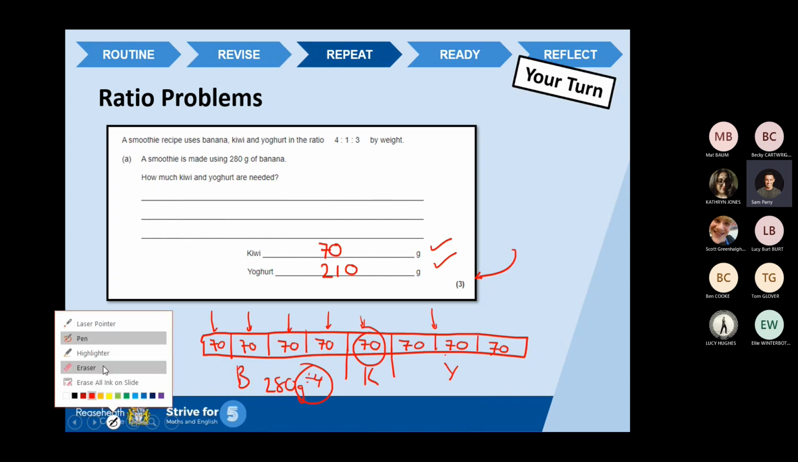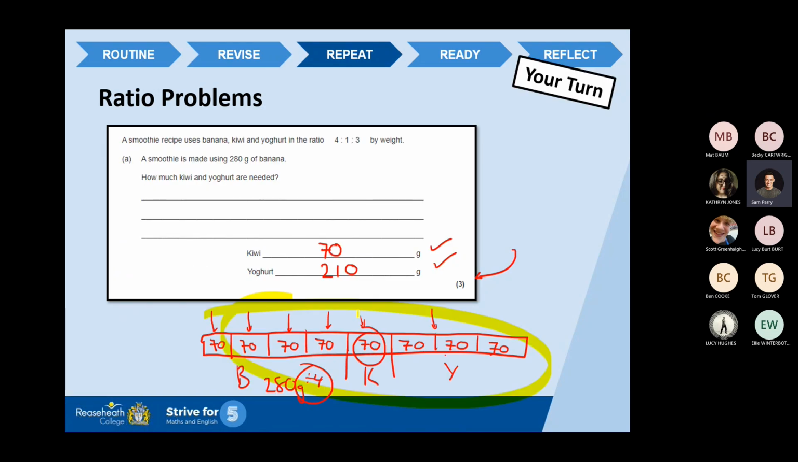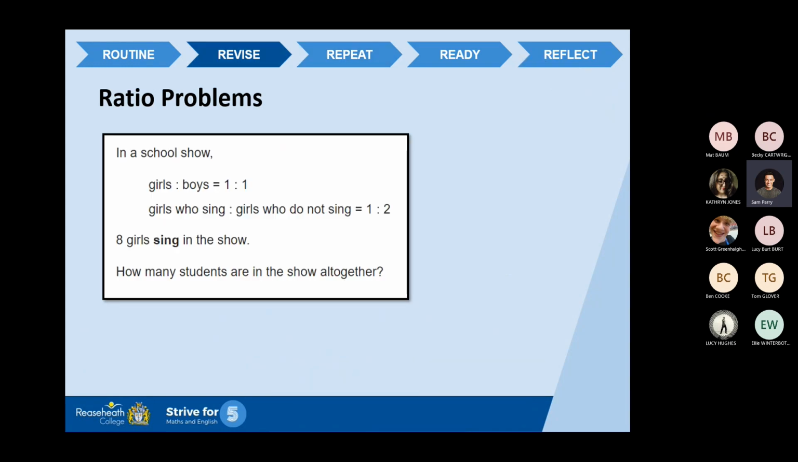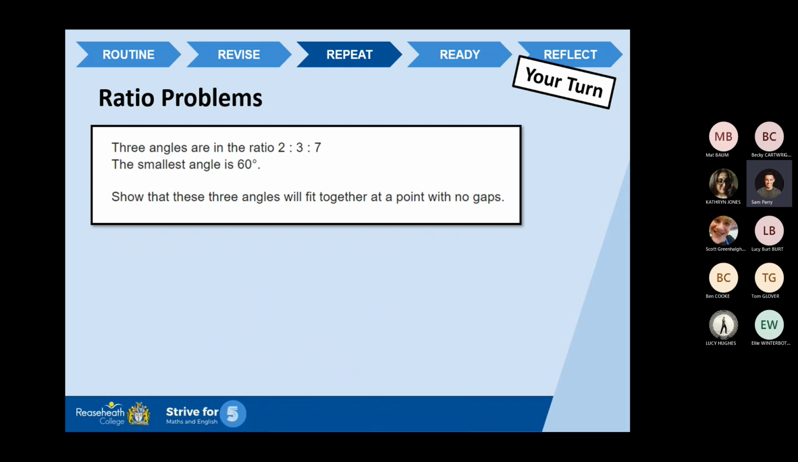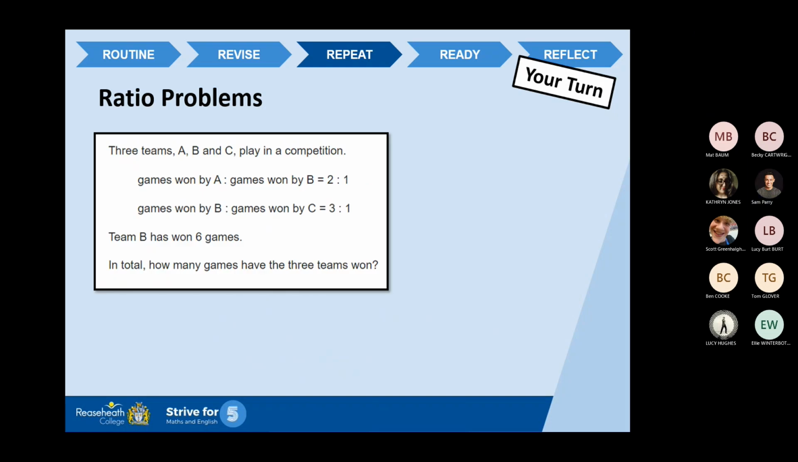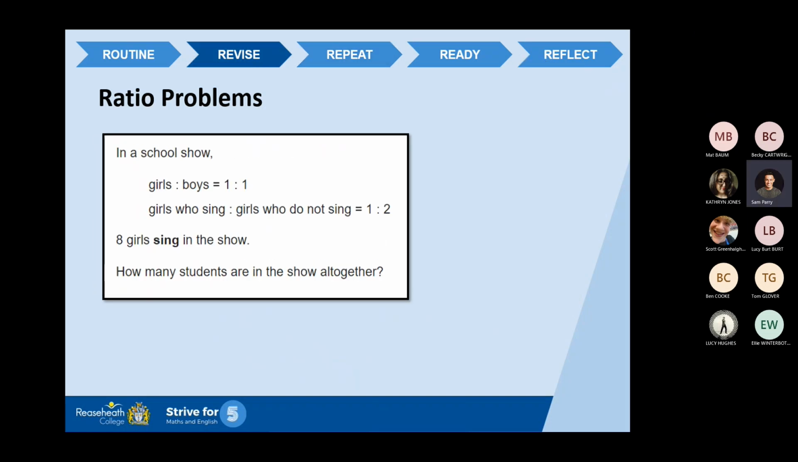Now, what you'll be glad to know is that this bar method helps you with other questions as well. So let's have a look. This is my one I'm going to work through, and then I'm going to give you guys 3 to do. It's the one in red. Anyway, in a school show, girls to boys is 1:1. Girls who sing to girls who do not sing is 1:2. 8 girls sing in the show. How many students are in the show altogether?